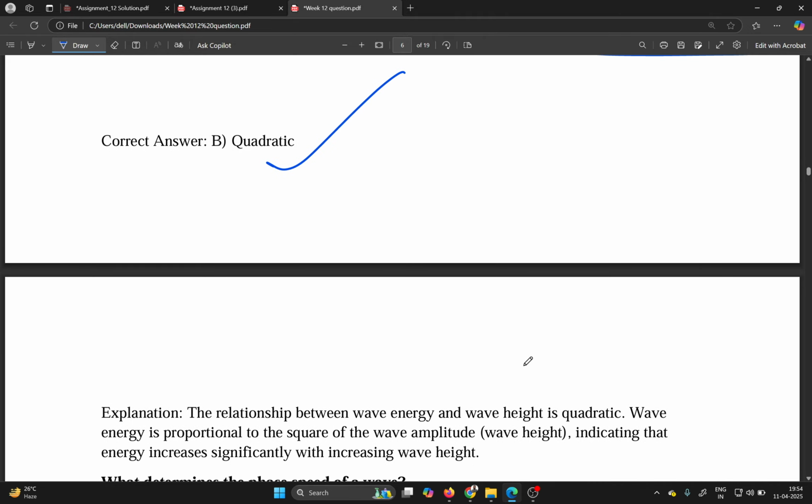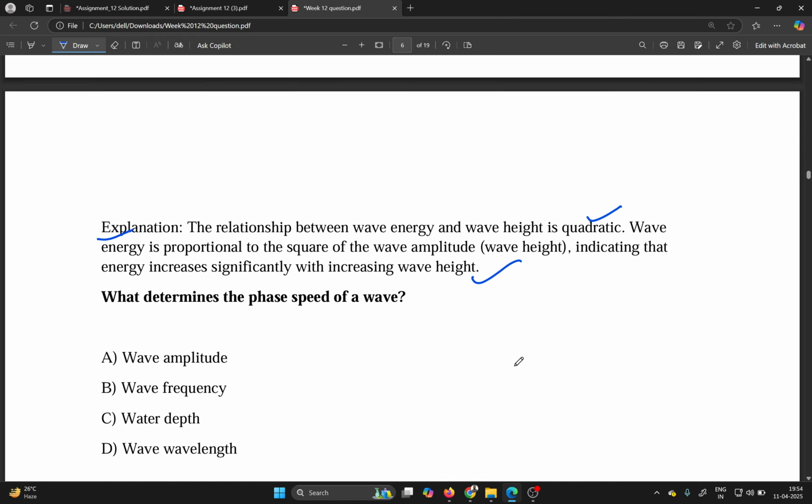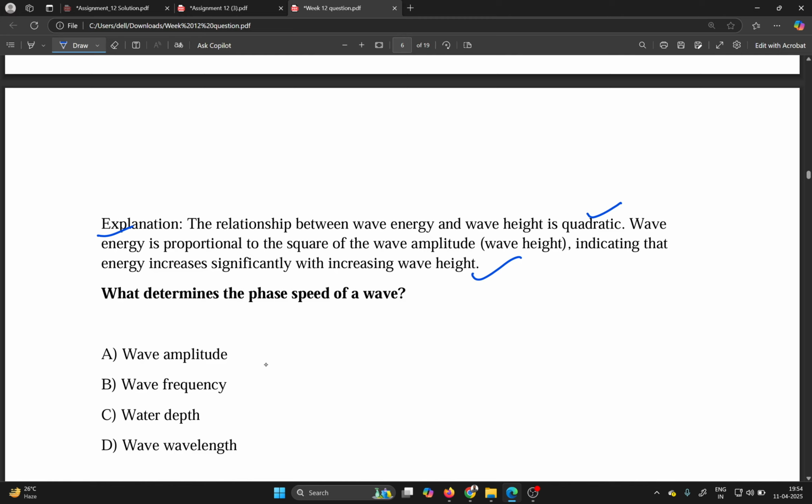Now we'll move on to the next question. Here the explanation is given. The relationship between wave energy and wave height is quadratic. Wave energy is proportional to the square of the wave amplitude, wave height, and indicates that the energy increases significantly with increase in wave height. What determines the phase speed of a wave?